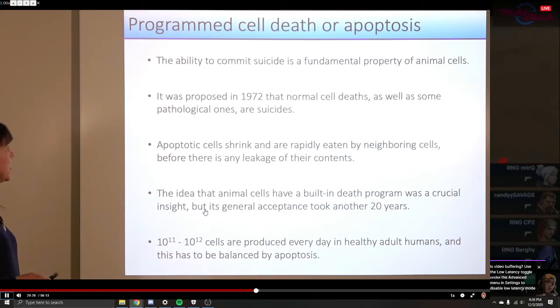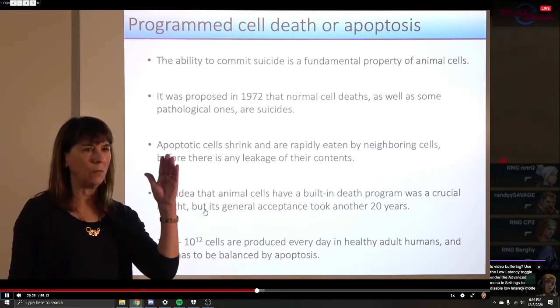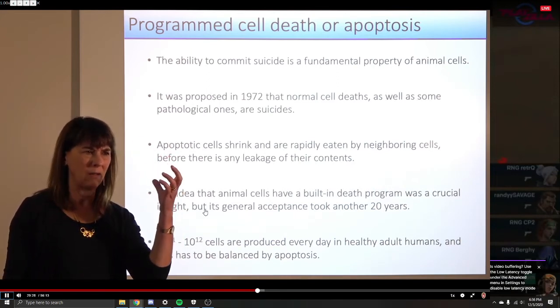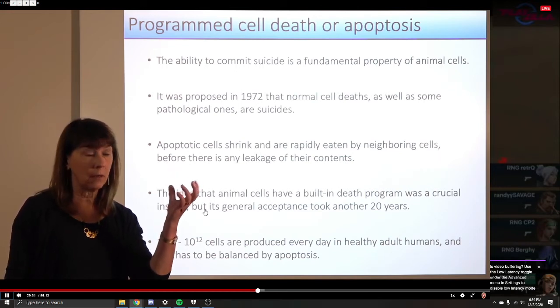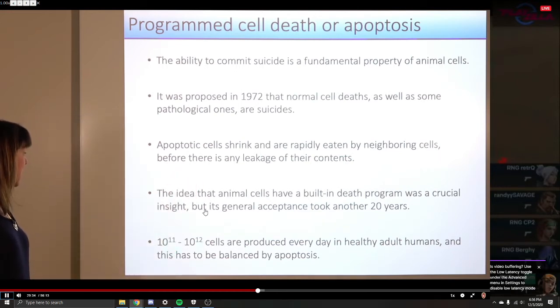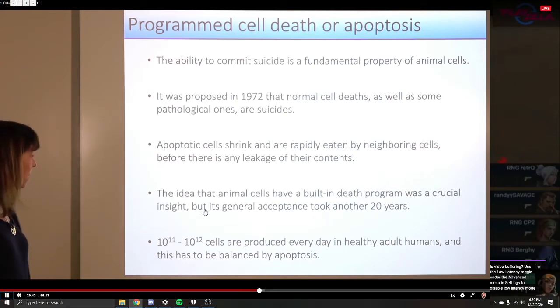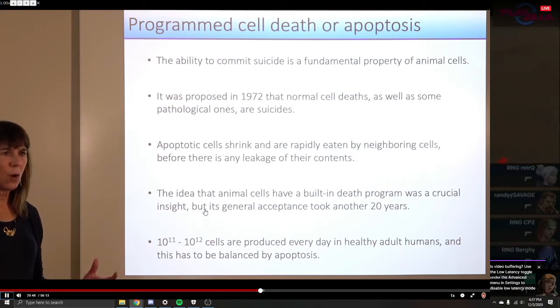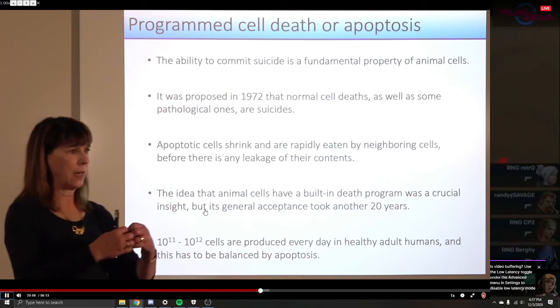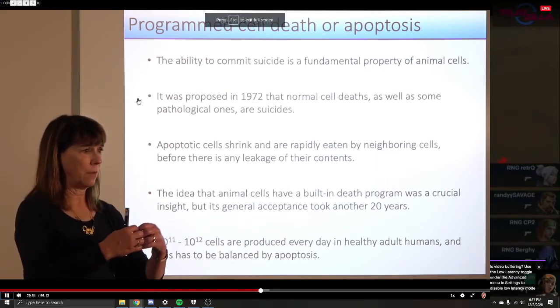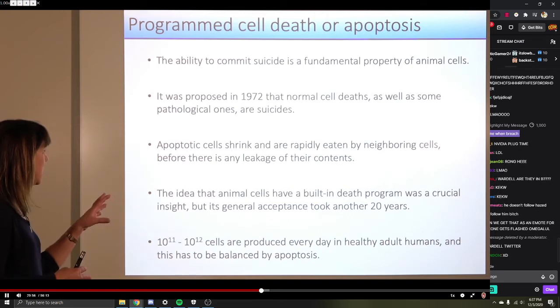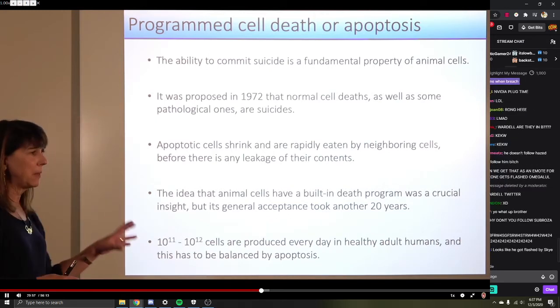The ability to commit suicide is a fundamental property of animal cells. When you're studying, you see something die and you think, well, why would a cell want to commit suicide? Well, if you think about it, 10 to the 11 to 10 to the 12 cells are produced every day in a healthy human adult. Can you imagine what would happen if you didn't kill off the same number of cells? It was proposed back in 1972 that there was a programmed cell death, some genetic thing that said, it's time for you to go. But it took so many years for people to really begin to believe that was important.